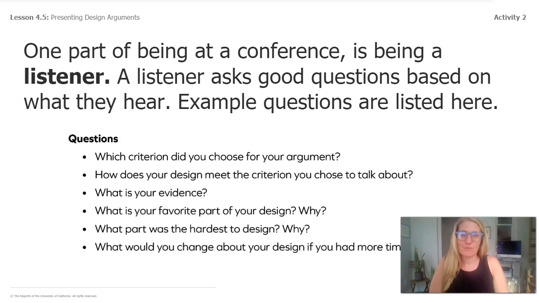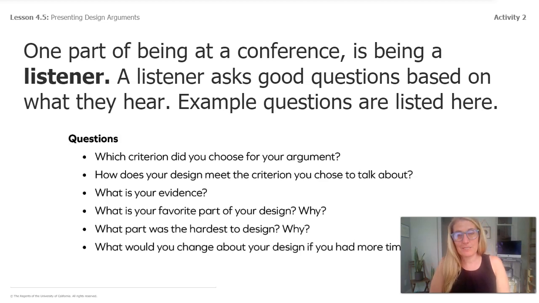Here are some examples of questions you could ask someone if they were talking to you. Which criterion did you choose for your argument? How does your design meet the criterion you chose to talk about? What's your evidence? What's your favorite part of your design? What part was the hardest to design and why? And what would you change about your design if you had more time?